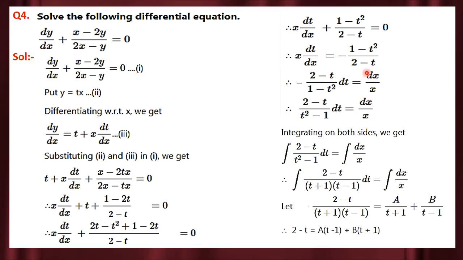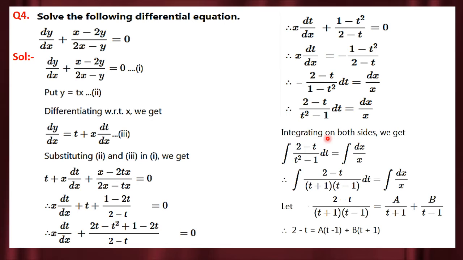Now we can separate the variable. Now it is of the form variable separable, that is (1 minus t square) upon (2 minus t) is taken to the LHS, then it is minus of (2 minus t) upon (1 minus t square) dt is equal to dx upon x to the RHS. Now this is minus of (2 minus t) by (1 minus t square). So this minus sign is multiplied to the denominator, then it will become t square minus 1, dt is equal to dx upon x.